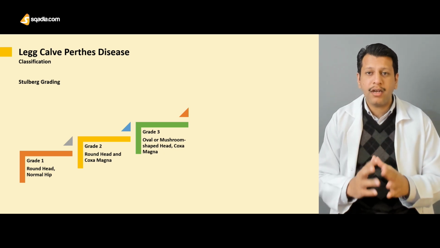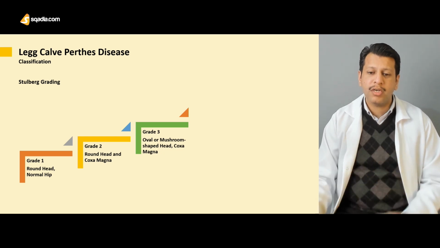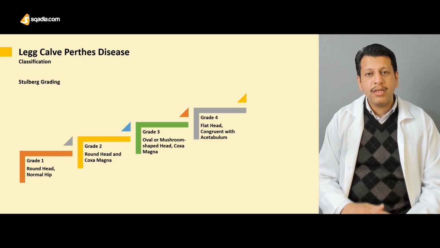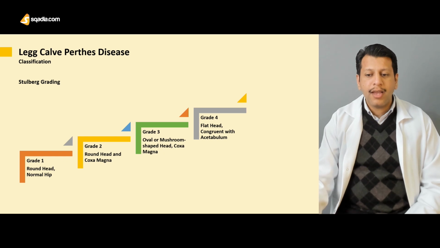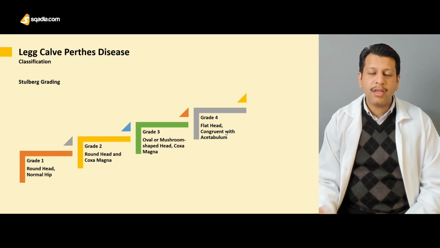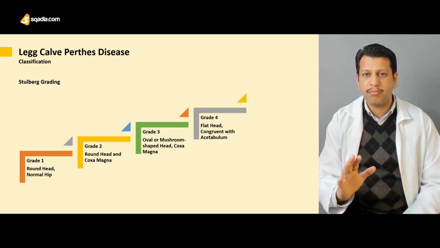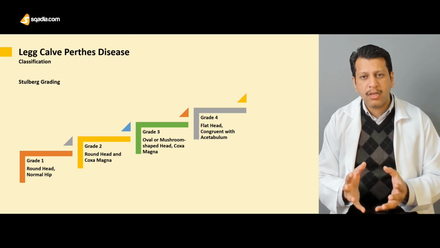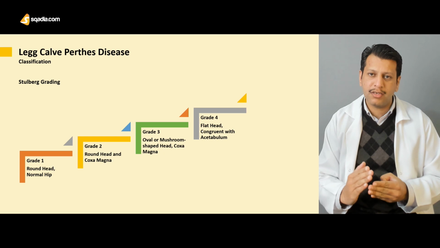But its large head is not completely round, and it becomes more oblong in shape. This is grade 3. In grade 4, the head has not completely remodeled, resulting in flattening of the head. The problem is that the head is flattened, but it's only the head which is the problem here. Overall, the contours of the acetabulum are well congruent, and the head is actually lying inside the acetabulum.